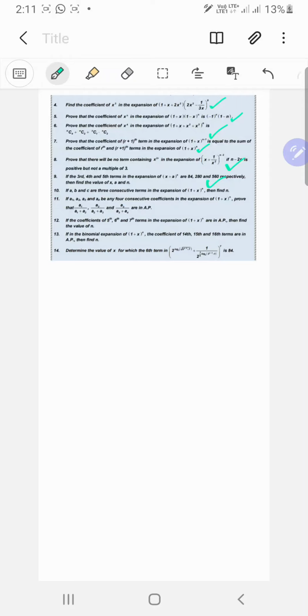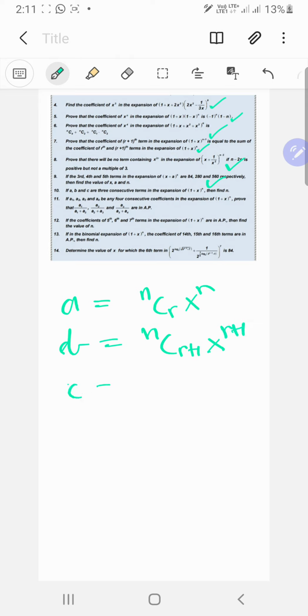Okay, so if a, b, c are three consecutive terms in the expansion of (1 + x)^n, then find n. So maybe I can assume a equals n choose r times x^r, b is n choose r+1 times x^(r+1), and c is n choose r+2 times x^(r+2).